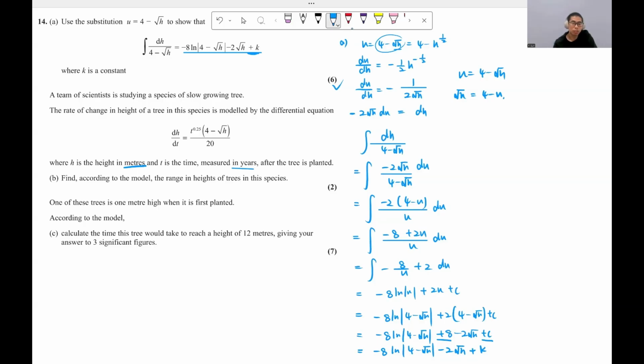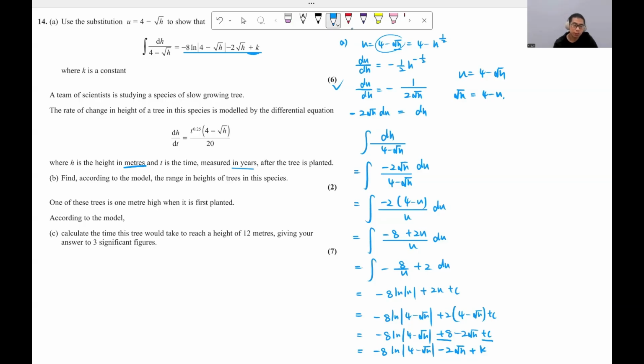When they say the range in heights of the trees in this species, basically one has to work out what's the largest possible height and what's the smallest possible height. So basically what are the possible values for h? That's what we have to find. And obviously for the height of the trees, the smallest possible would be more than zero because you can't have negative height. And then the largest possible value of h is what we need to actually work out.